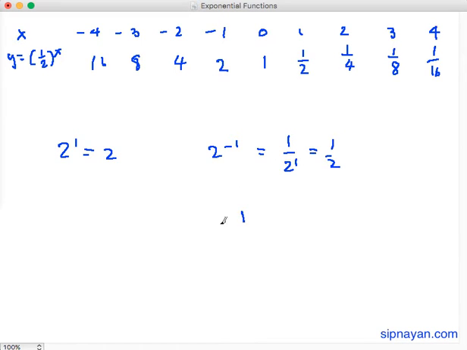Basically, pag 1/2, 1 over 1/2, di ba? So times 2/1, mawawala to. This cancels out. This becomes 2/1, which is equal to 2. So, kaya 1/2 naging 2 siya. Ganon din sa iba. Same process.